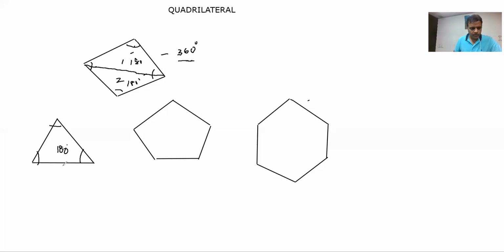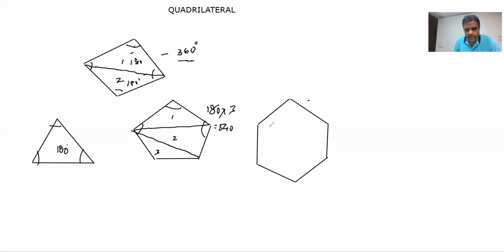Now let me show you something very interesting. Let's do the same exercise for a pentagon. How many triangles can we draw in between? One, two diagonals, three triangles. One, two, three. Can you tell me what is the sum of the internal angles? Yes, it will be 180 into 3. Each triangle is 180 degree. There are three triangles, 180 into 3, which is 540. So the sum of the angles of a pentagon is 540.